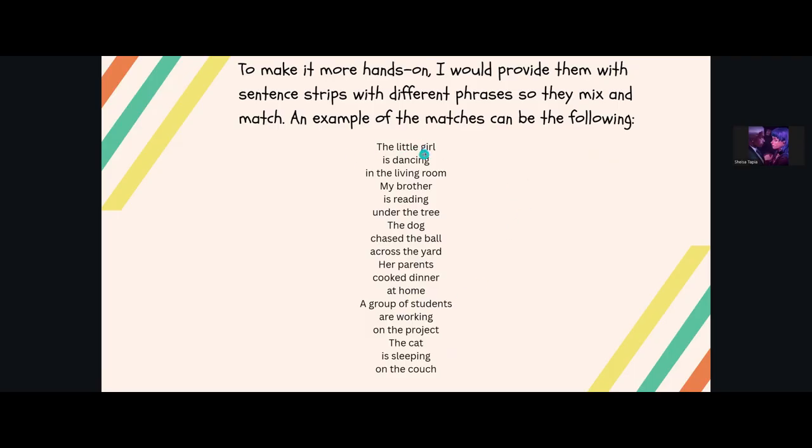Or maybe the little girl isn't dancing, maybe it's my brother. So my brother is dancing. Or my brother is reading. The dog is dancing if they want to make it funny. So it has them do it by themselves, but it also shows how it can change. When you change a noun phrase, a verb phrase, or a prepositional phrase and put it all together, it can change the sentence.